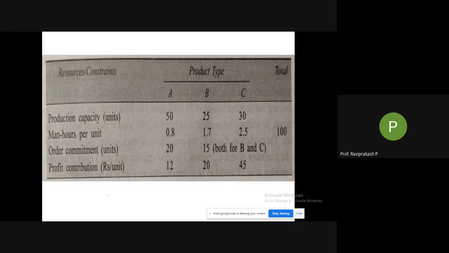Again, this is a particular table where it is combining the previous table plus the information that was not in a tabular form. So all this was basically put in one table. Okay, so using this profit contribution, you can make the objective function. Then for production capacity, you can make one more constraint here. For man hours, one more constraint. Then this will be separately taken.